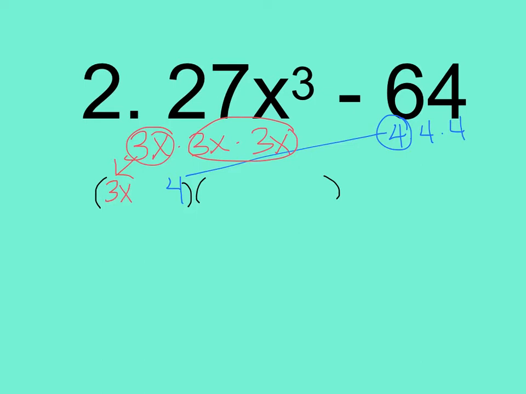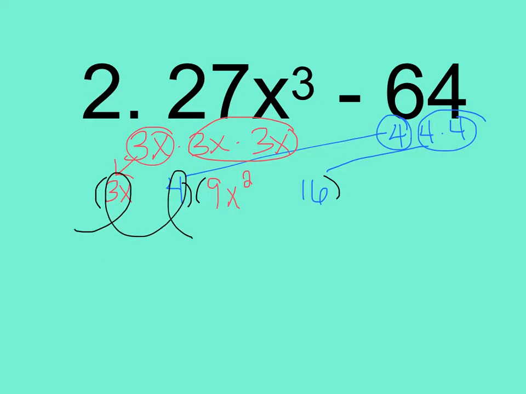3x times 3x makes 9x squared. The only other good place to ride a roller coaster is at the very end. So these two go there. 4 times 4 is 16. To get to that middle term that we need there, remember, after you get through the first hill, you go through the loop-de-loop. 3x times 4, well, that's 12x.